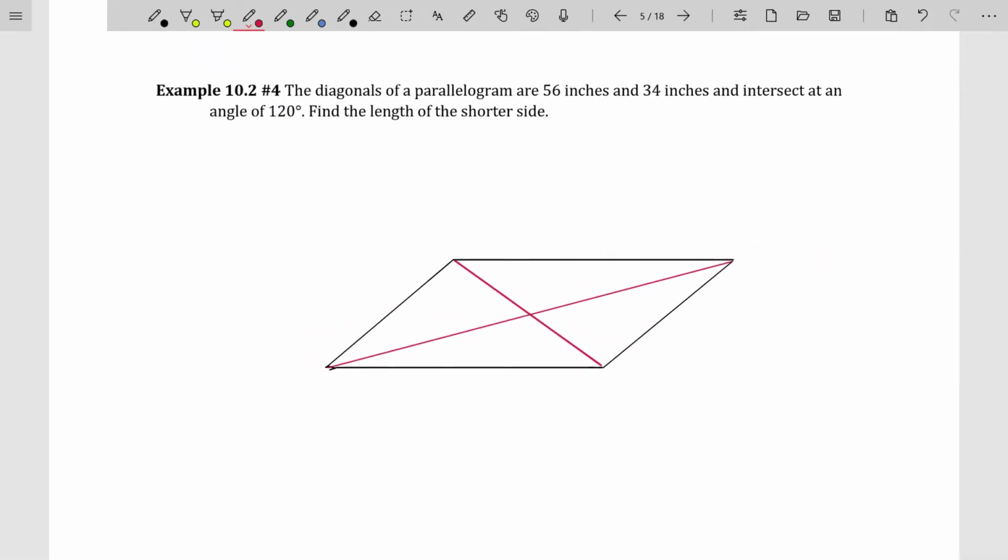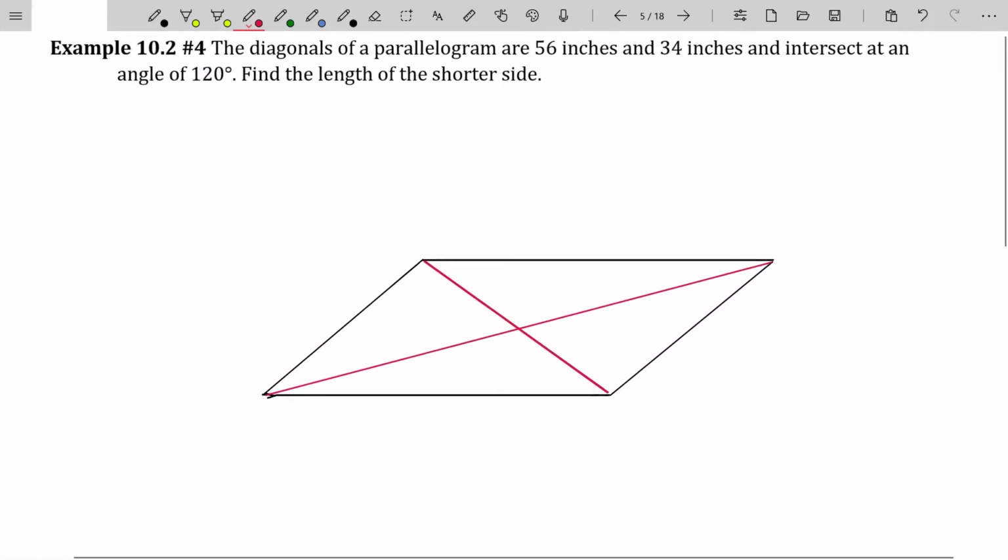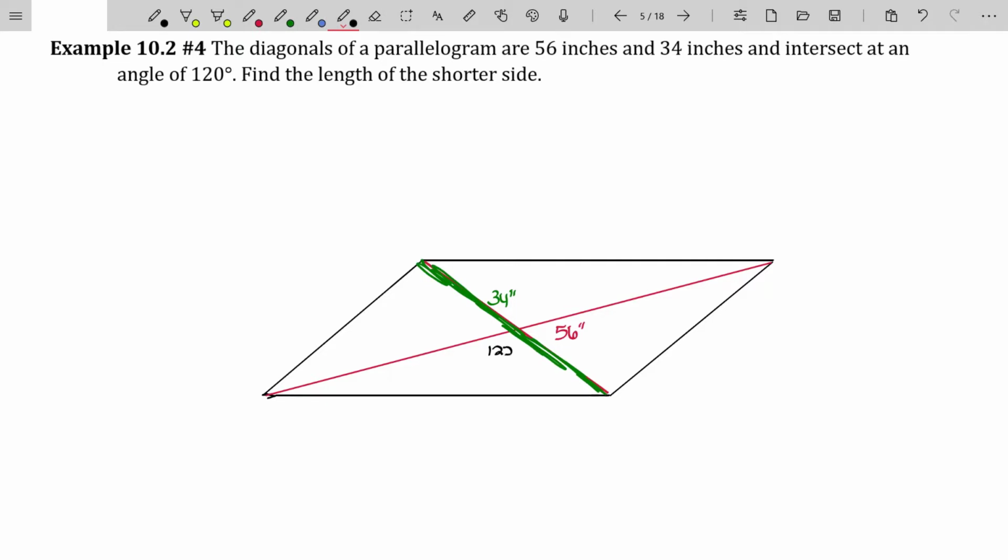And the diagonals of this parallelogram are 56 and 34 inches respectively. So for example, maybe I should have done a different color here. This green length here, as I muck up my picture, is 34 inches. Double hash meaning inches, and then the long diagonal is 56 inches. And they also tell us they intersect at an angle of 120 degrees.